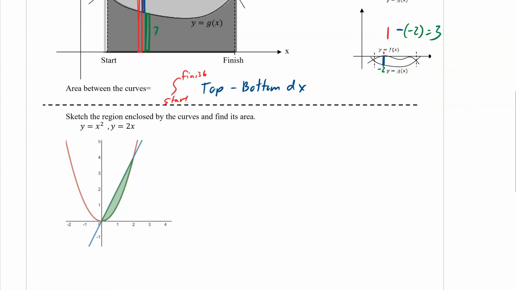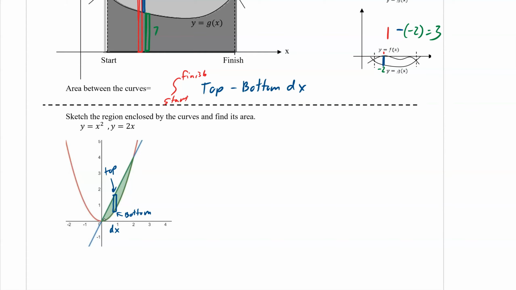So let's try one. So we're going to find the area between these two curves. So the first thing you want to do is draw that one rectangle in there that we're looking for. And then that way you can label it as top and the other one as bottom. So whichever function hits the bottom of the rectangle, that's the bottom. Whatever function hits the top, that's the top. It also allows us to label it what they are.